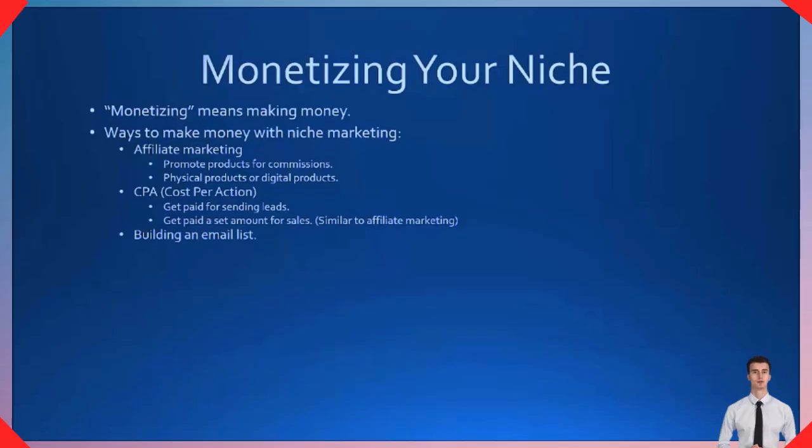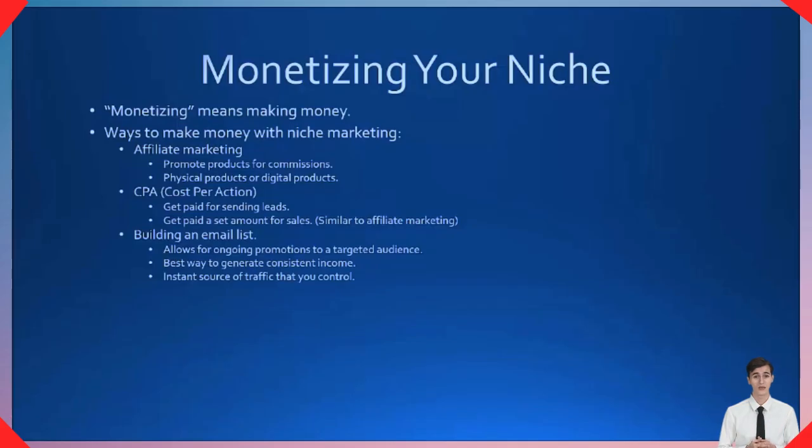Building an email list. No matter what niche market you've chosen, you're going to want to build up an email list. This is a list of people that are interested in what you have to offer. It allows for ongoing promotions to a targeted audience of people. And you can build up your email list by the thousands once you really get your business growing. And when you get it up to that level, that's when you can see the sustainable full-time income. It's the best way to generate that consistent income that you're seeking.